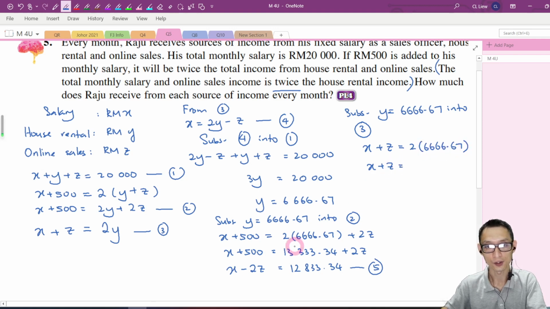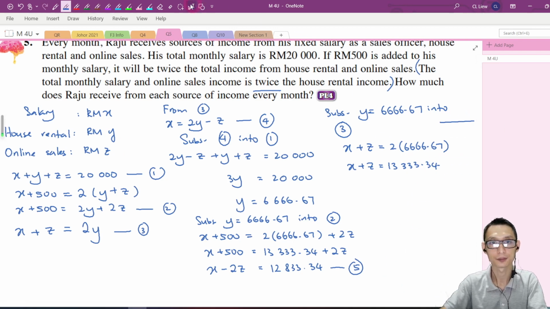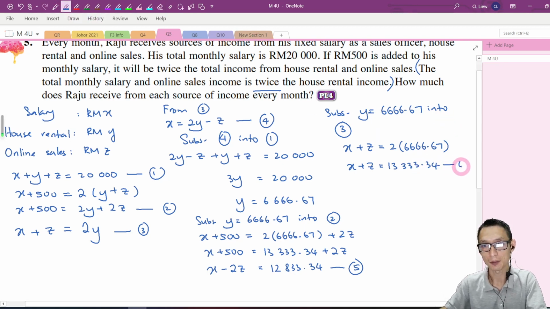Okay, so this is equal to this, right? 2 times 6666.67 is equal to this. Let me just copy it. Okay. So this one will be the sixth equation. This I'm going to copy over here, right? It's over here. This is the fifth equation.